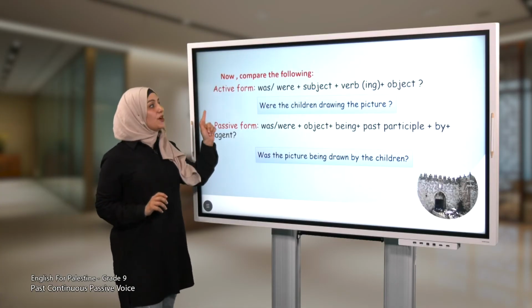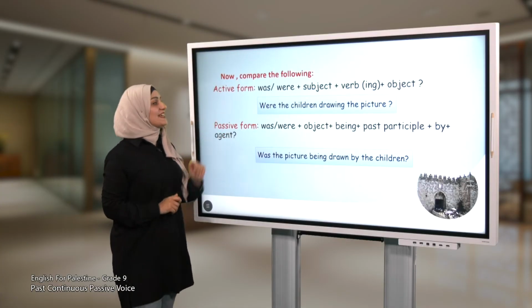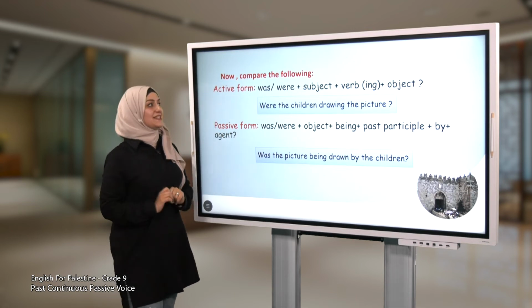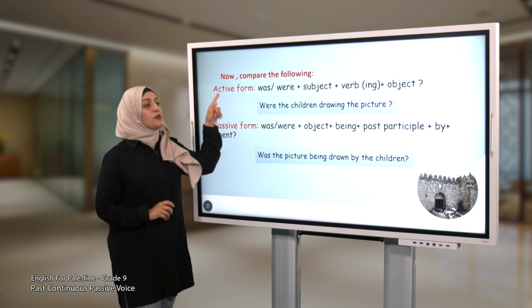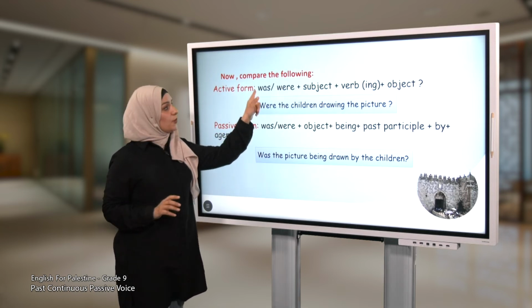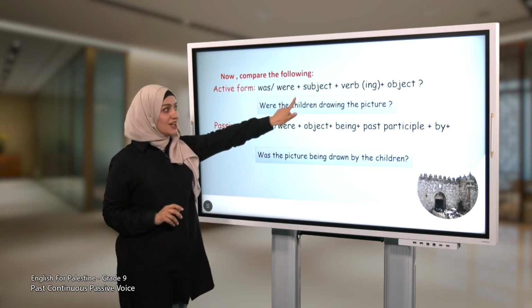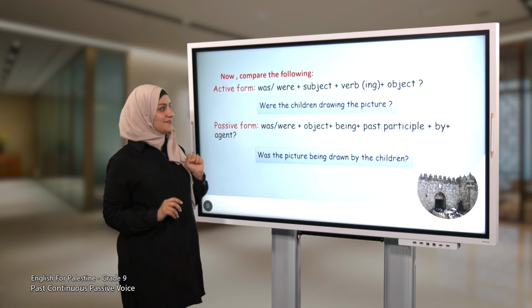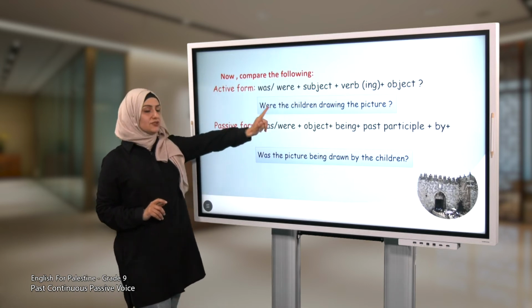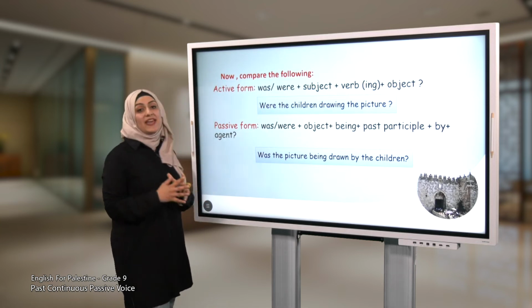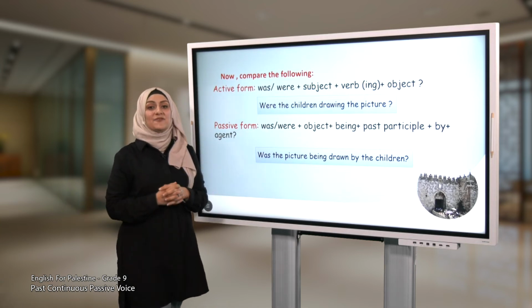Now let's compare the following. We have a question with the past continuous tense. The active form of the question is was or were plus subject plus the verb with ing and then the object. Were the children drawing the picture? Okay, how can I change it into the passive voice?